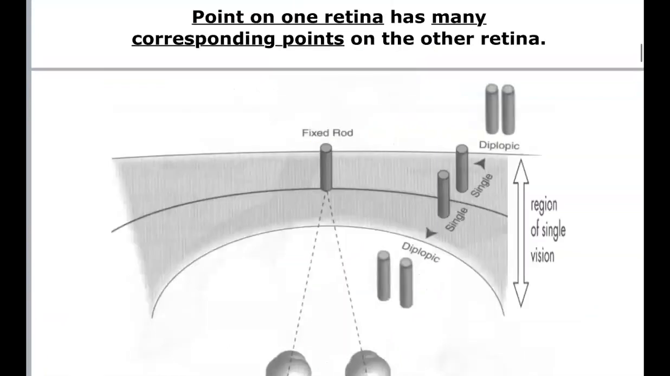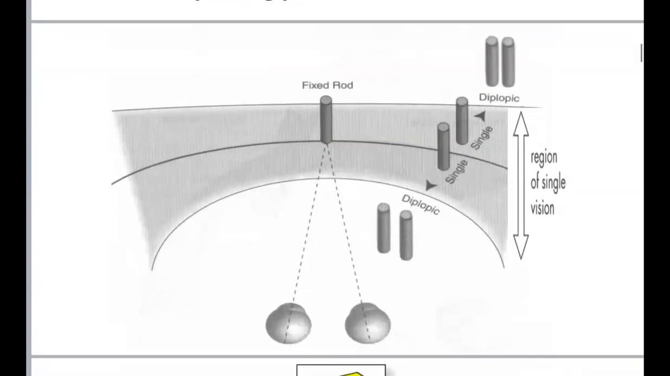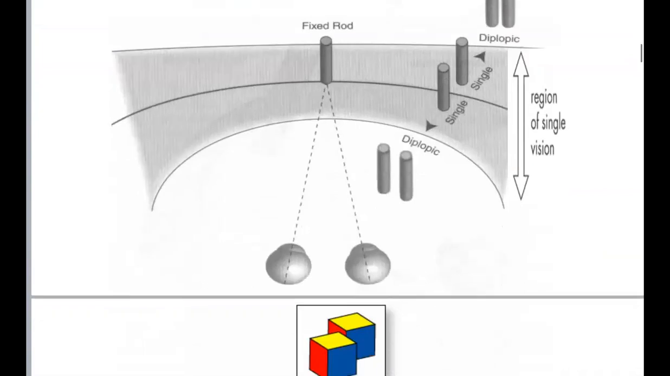Can you see this one? Here, this is single vision. This is also single vision, but with stereopsis. But here I have diplopia and here I have diplopia. So if I'm beyond the Panum's fusional area, I'll see diplopia.